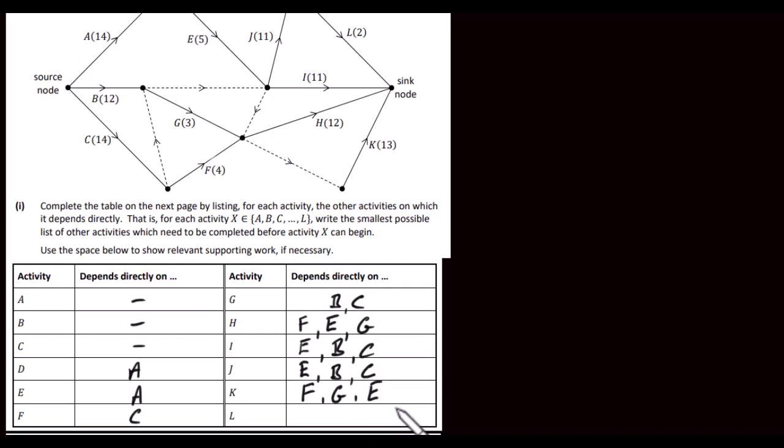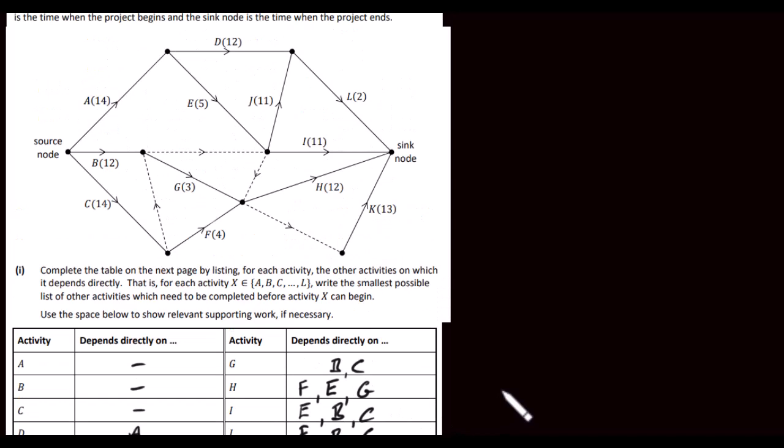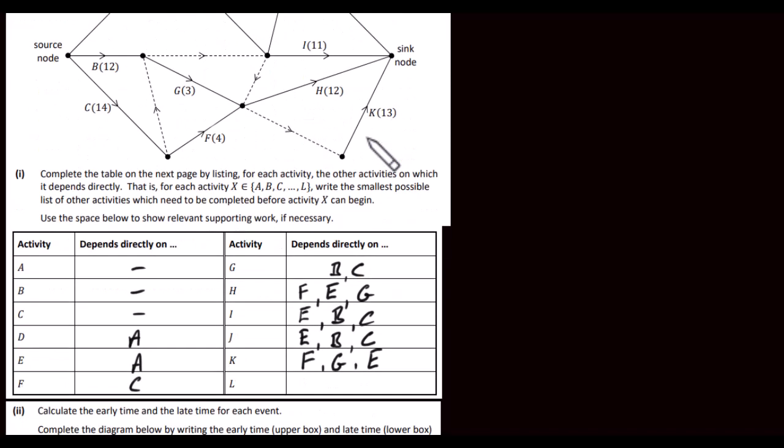Okay, and we have one left, and that's L. So L is going to be dependent on D, anyway, here, and also J. So just D and J. And that's it for part 1.